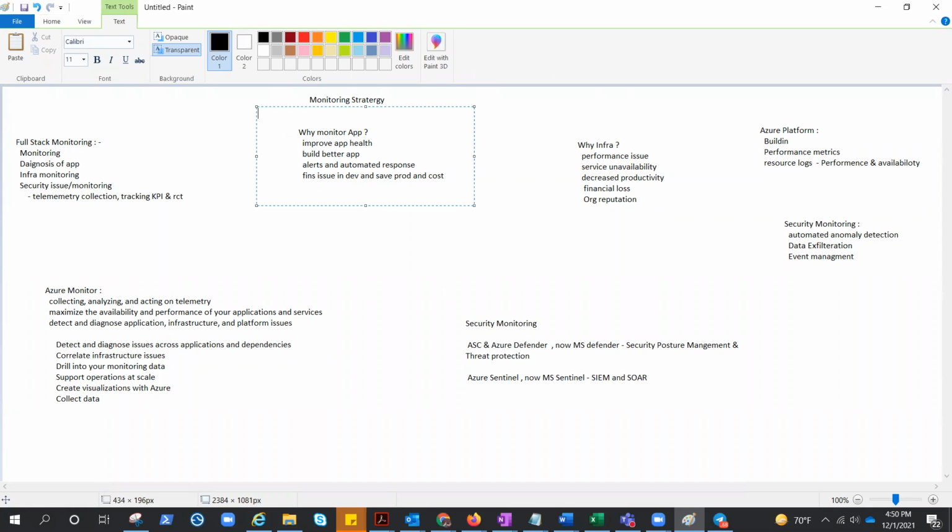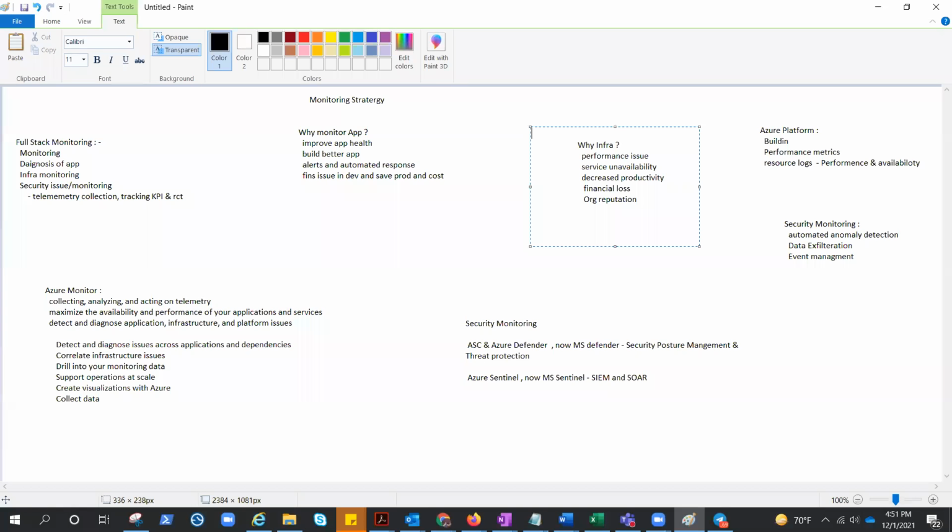All right, so now we understand why we need to monitor our application, what the benefits are, and how we can do it. Now it's time to understand why infra. Just from the perspective that we need to talk to the customer all the time, we need to convince them, we need to make them understand, and sometimes they're not technical.